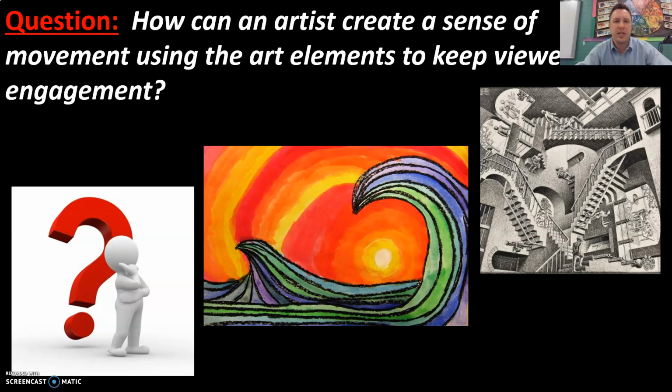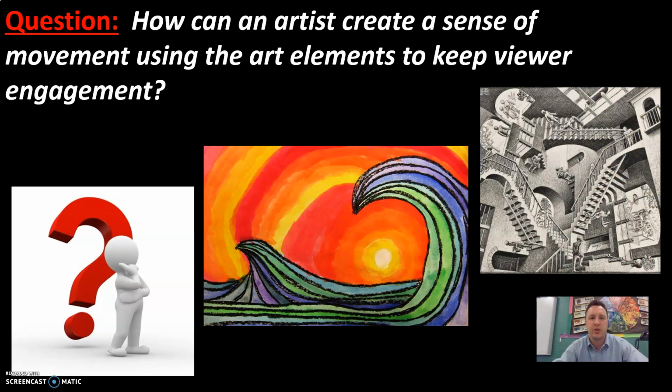The question now is, how can artists create a sense of movement using the art elements to keep viewer engagement? Like I said, you want everything to kind of interconnect. You see how everything's kind of pointing to something else. Everything interconnects, especially like the staircase. This is a famous artwork by an artist named M.C. Escher. You can see everything kind of interconnecting. Every space has a purpose. Everything is somehow directing one space to another space so that you see the artwork in its entirety and nothing is left out.